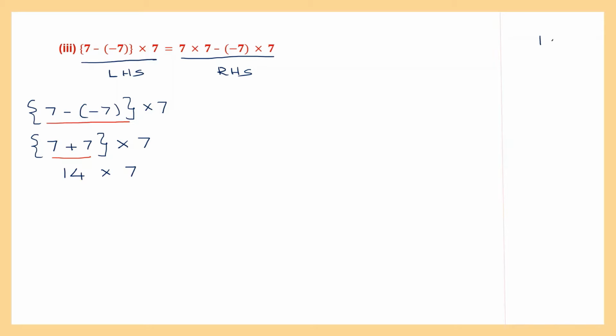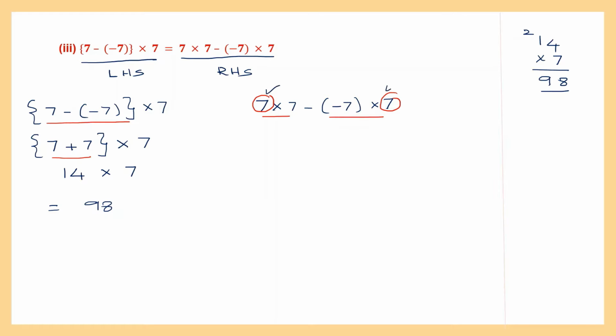Now let's multiply 14 into 7. 7 4s are 28, carry 2. 7 1s are 7 plus 2, 9. So we have 98. So the left hand side is 98. Let's work on the right hand side. Right hand side we have 7 into 7 minus 7 into 7. So what is common here? We have 7 on the side and 7 on that side, isn't it? So we can apply the distributive property here also. So we can write this 7. So I'm taking this 7 and writing it once into, now in brackets let me write this 7, I'll write minus, and then this minus 7.